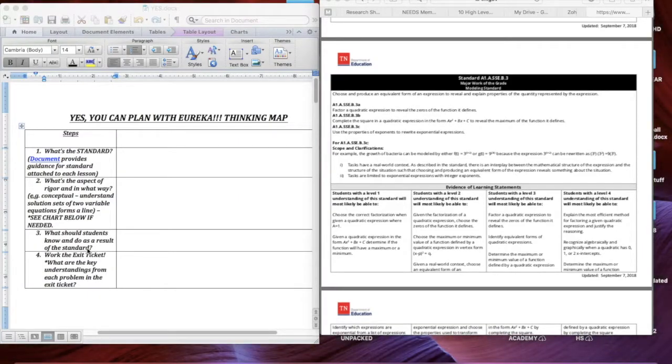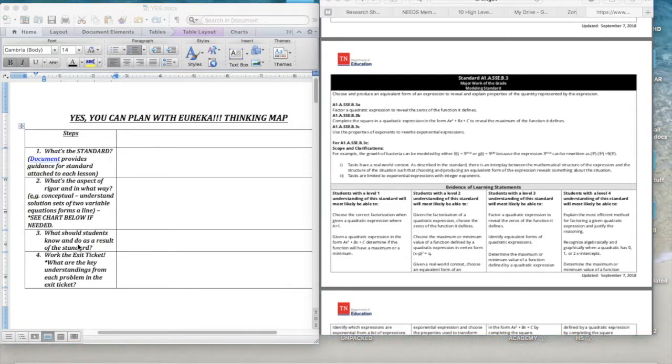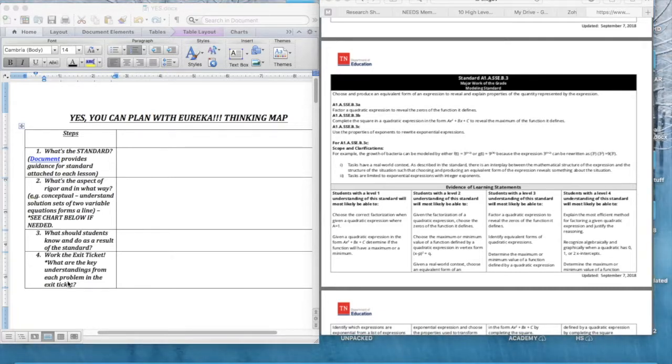So now we're at step 3, and we're thinking about what should students know and be able to do as a result of the standard. This to me is an extra bonus. I like to do this for me to more deeply understand what the standard is actually asking kids to do. But I want to give you 2 resources that you can quickly refer to.